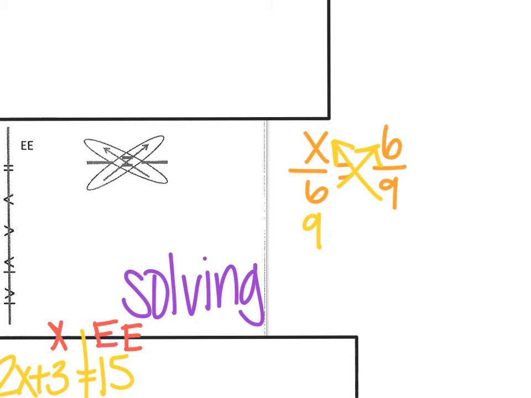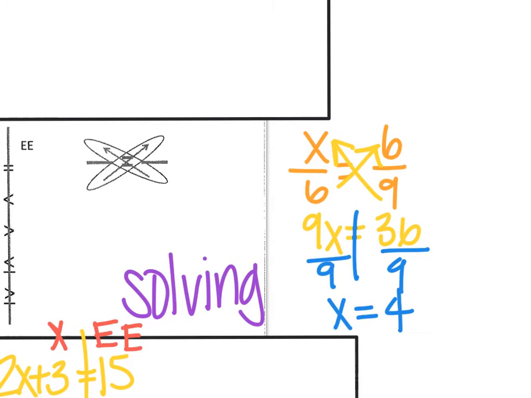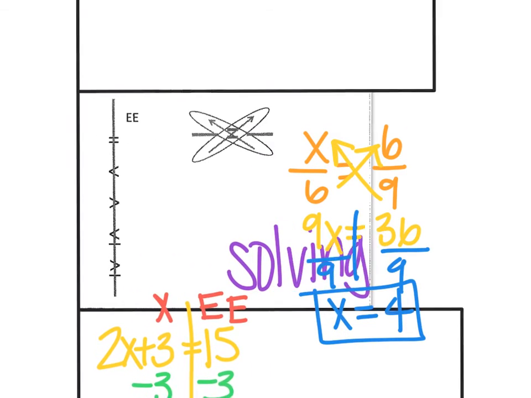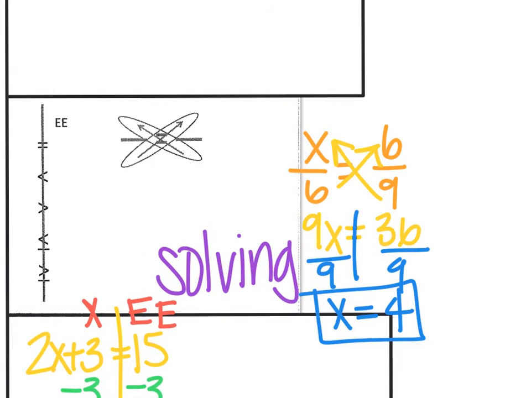So I would end up with 9x equals 36, and then to get x completely by itself, I'd divide both sides by 9, and I would end up with an answer of x equals 4. Again, that was just an example problem to show you what you would do. But regardless, this entire section over here in this part of the box is designed to help you guys with solving.